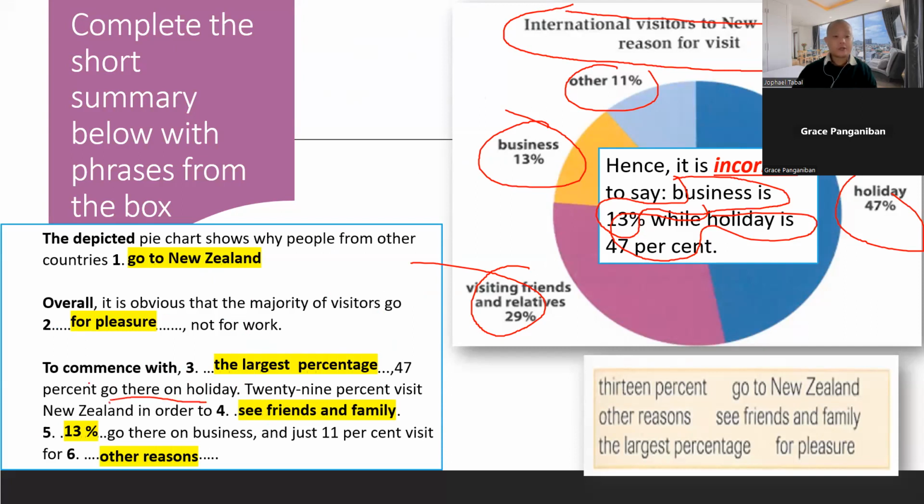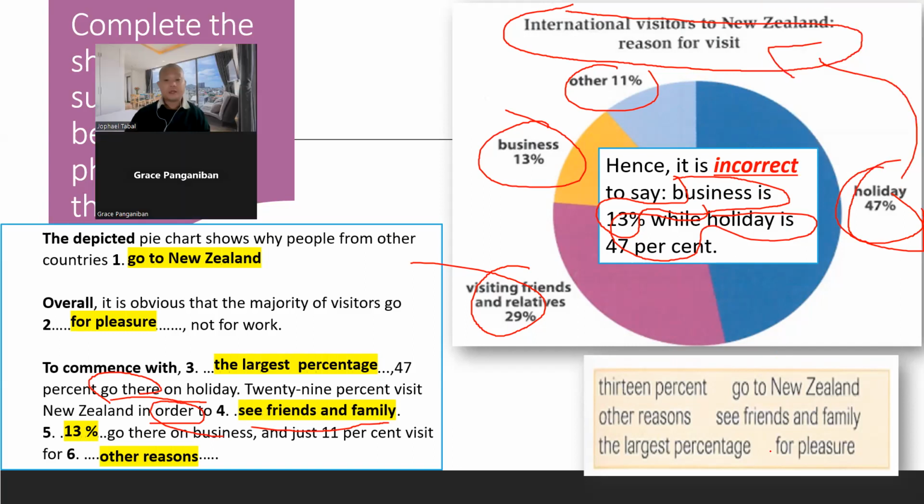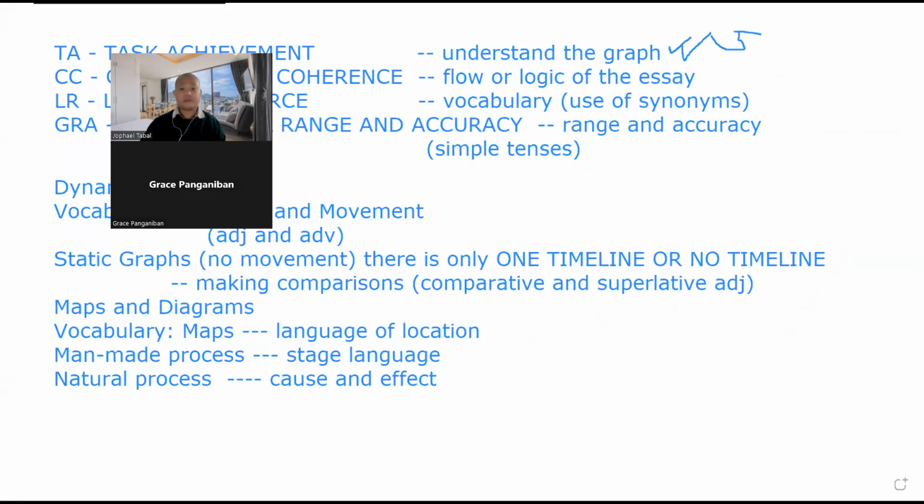20% visit New Zealand in order to see friends and family. So that's it. The student should not focus on the percentage here, but rather they have to fully understand what is given in the charts, in order for them not to misunderstand the chart, which plays a very crucial part in getting a high score for task achievement. Okay, let's have another example.